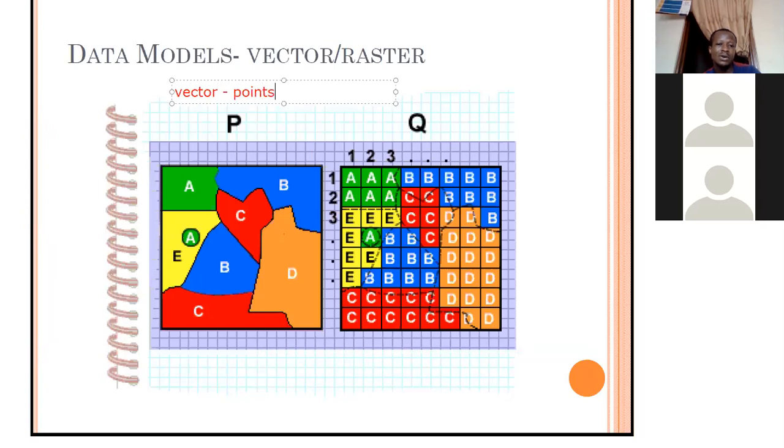Vector. Hold on. I like your submission, but let me make something clear. Vector is made up of points, lines, and polygons. And then you can see that the P is made up of what? The P is made up of polygons. Yes, that's it.